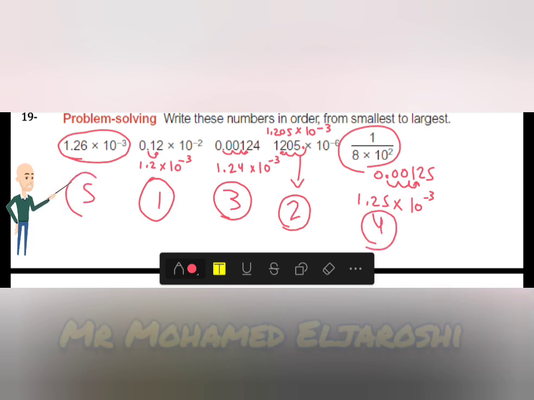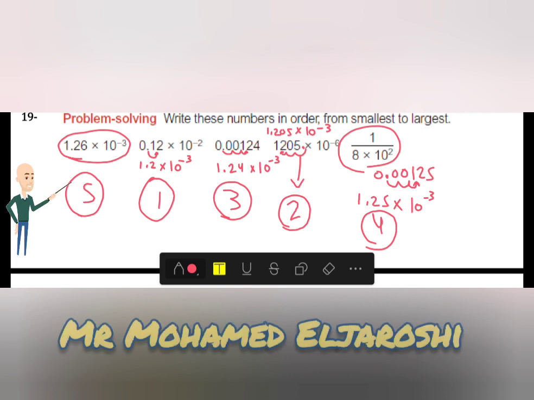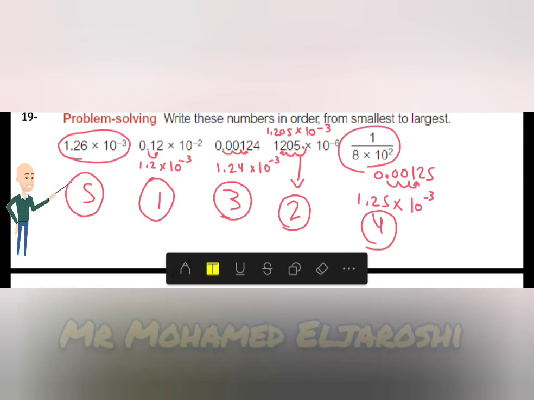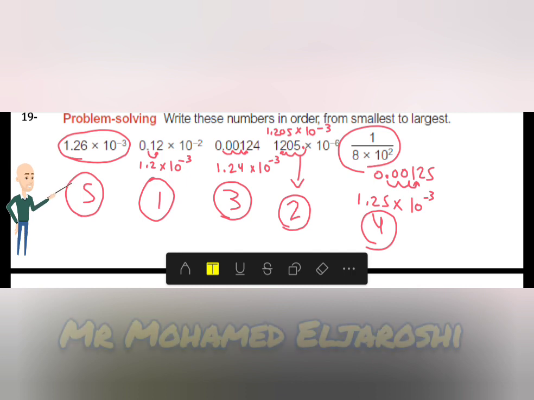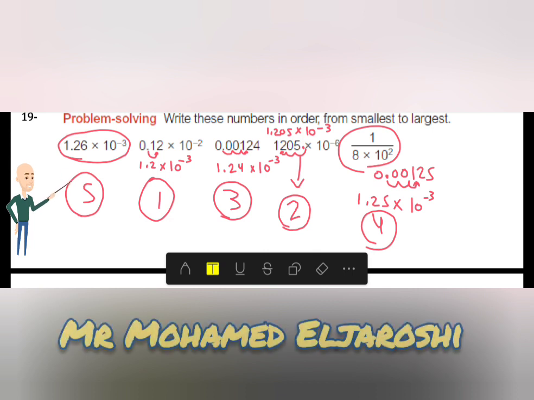Very good. And this is how you answer a question like this. You have to turn them all into standard form. This is very important. After turning them into standard form, take a look at the powers. If they have the same powers as we had now, we're going to look at the other numbers. But if they have different powers, I can put them in order using the powers.